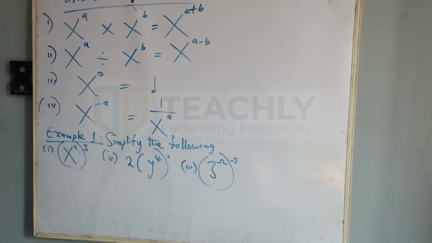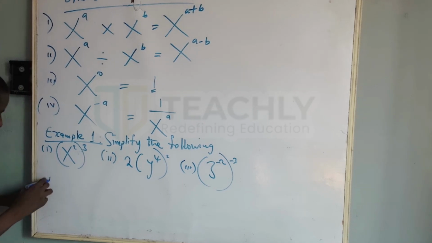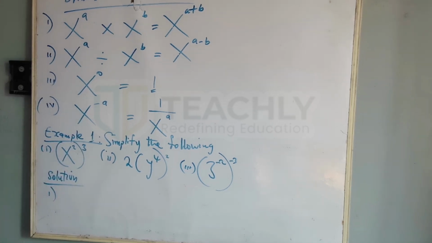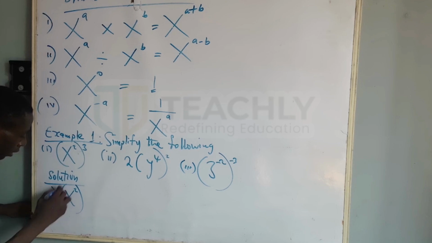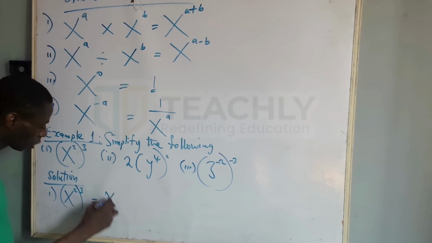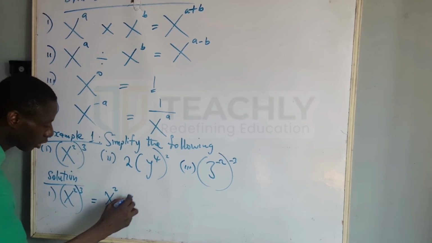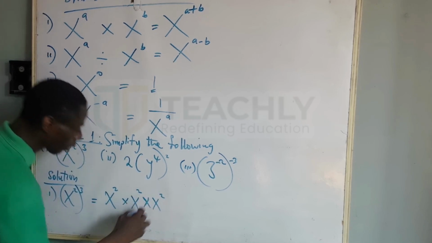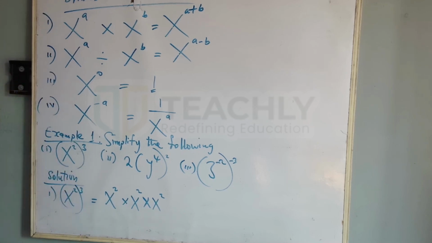So if we are to solve this, for the first one, you have x to the power 2, bracket, to the power 3. You can express this as x to the power 2 times x to the power 2 multiplied by x to the power 2. That's the meaning of x to the power 2, bracket 3.